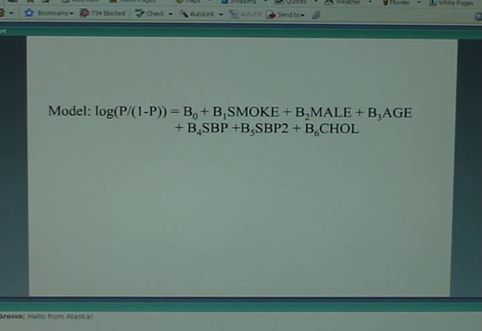So what happens in stratification? As the number of confounders you want to control for increases, the number of strata you have increases.